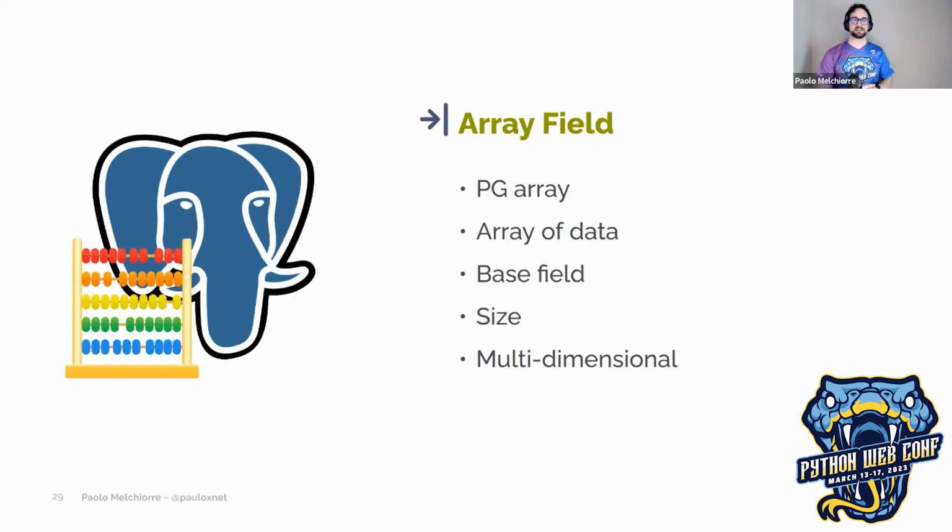The array field makes Postgres array types available directly in Django. They are very convenient for storing arrays or similar data without creating a new model for them. You specify another Django model field as a basis for Django array fields. Also, its size can be defined and it can even be multidimensional.